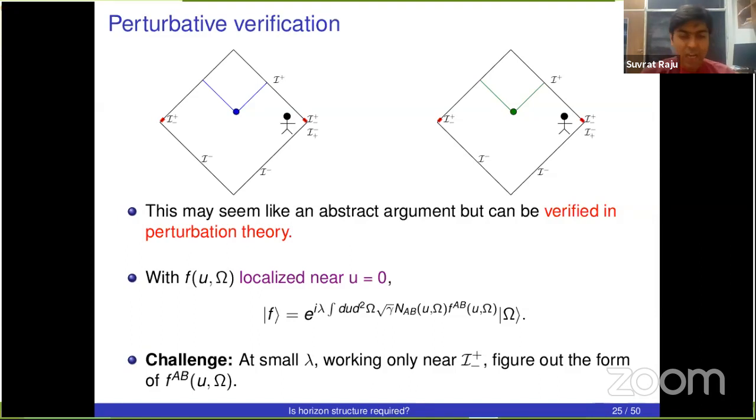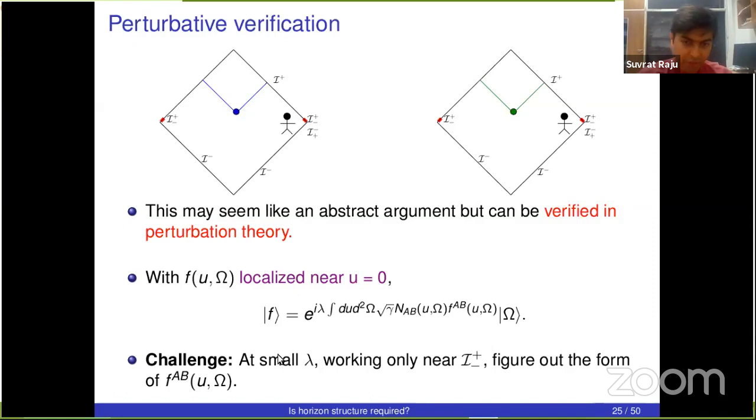So the challenge is, and I'm going to make it a little easier for myself because I want to work in perturbation theory and I just want to give an example, working at small lambda, this little person who lives here near the past boundary, the challenge is for this person to figure out the full form of this function F. And that you will agree is a reasonable challenge. Some shockwave is going to come in the future, it's going to cross null infinity in the future. I'm just living here, and I need to use the effects I showed previously to tell me what the form of the shockwave is. So that's the challenge, and I think it's a reasonable challenge.